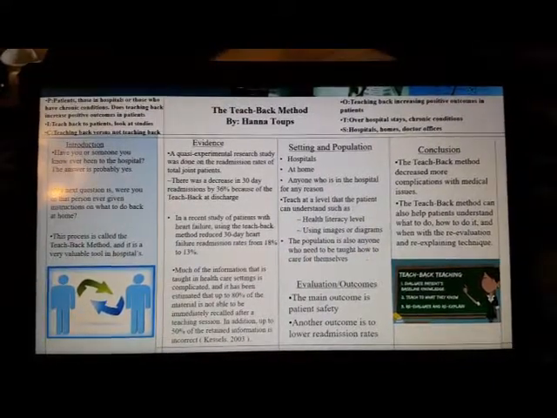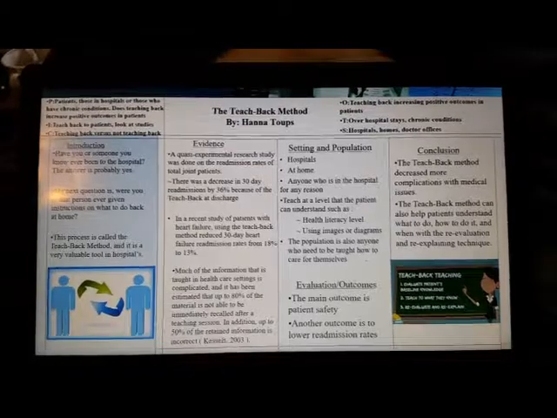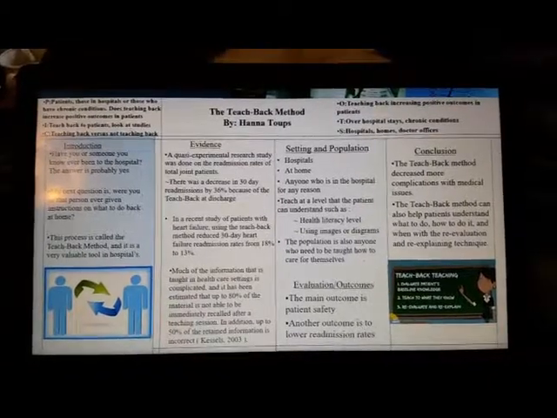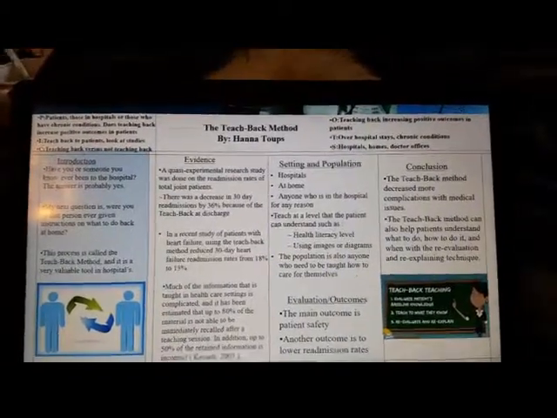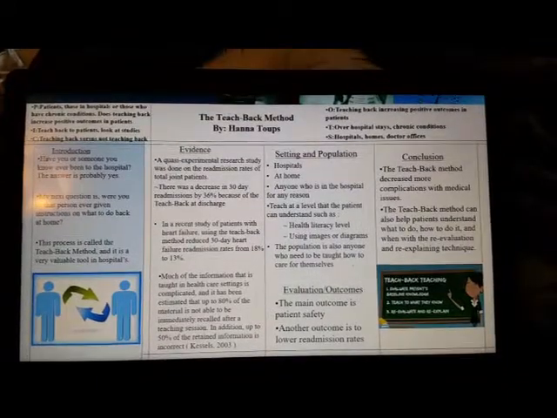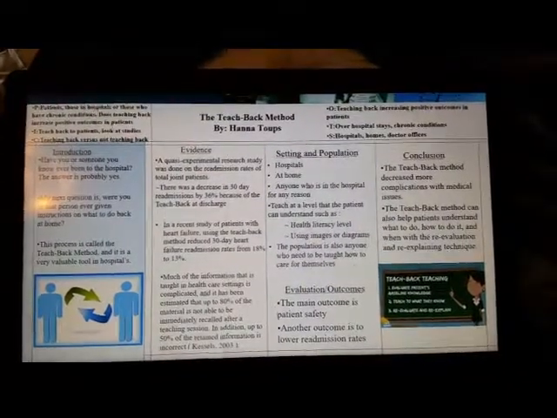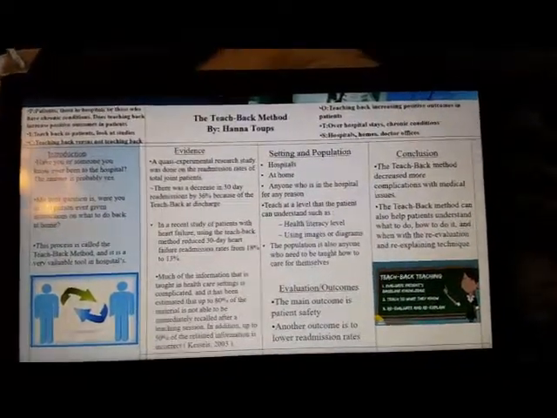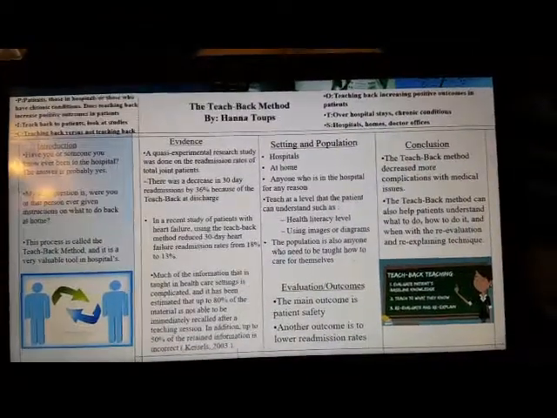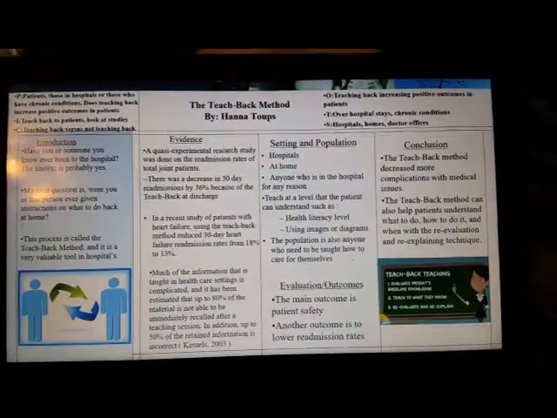Have you or someone you ever known been to a hospital? The answer is probably yes. But were they ever given instructions on what to do back home? The process is called the Teach Back method, and it's a very valuable tool in hospitals.